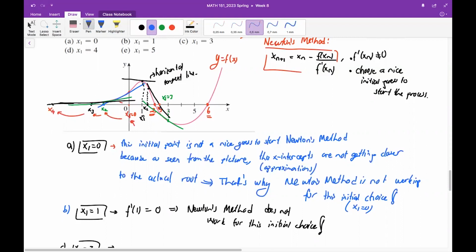Let's draw one more. Go to the curve and draw another tangent line there. And this point will then be x4. You see, I start getting closer and closer to the actual root, which is 2, at each step. The x-intercepts of the tangent lines, when we start x1 as 3, then x2 is here, and x3 is here, and the next x4 is here. They are getting closer and closer to the actual root, which means that Newton's method is working perfectly for this initial choice.